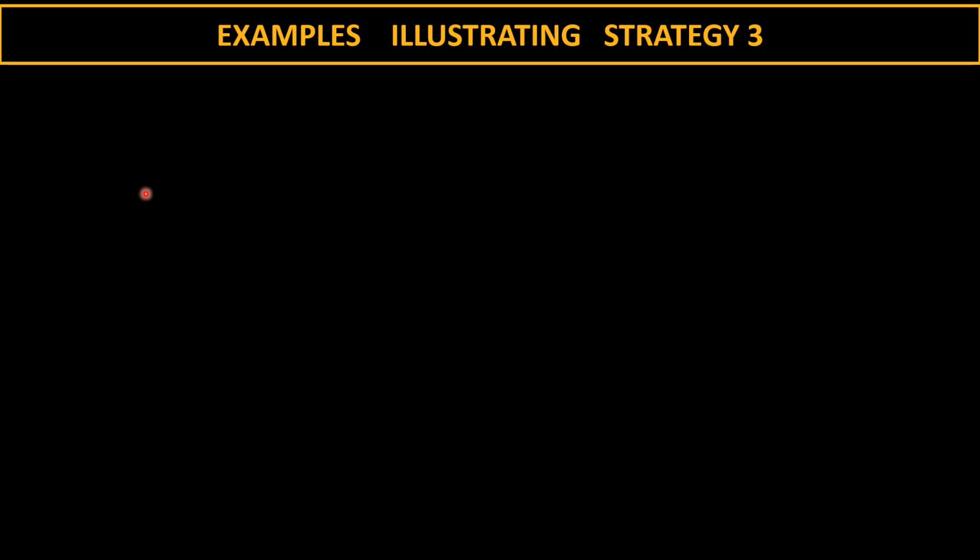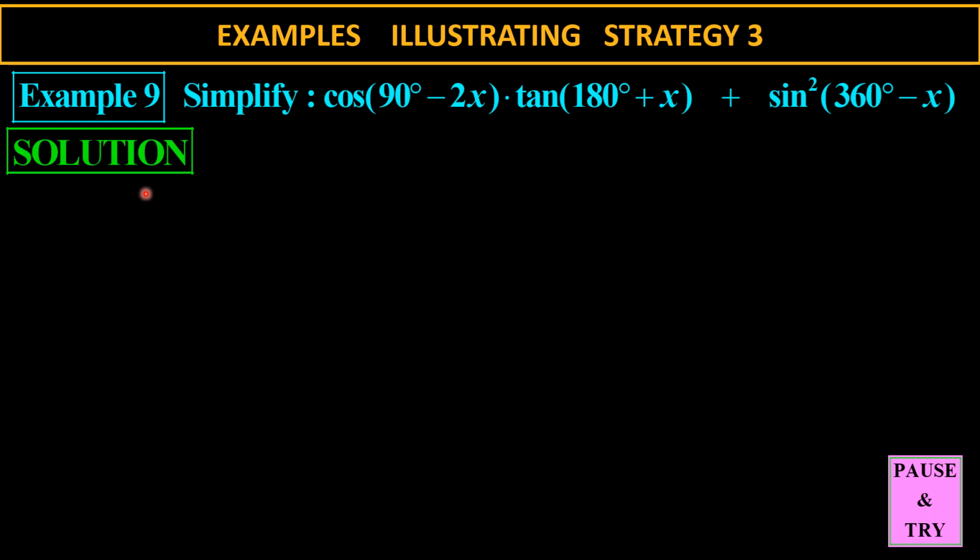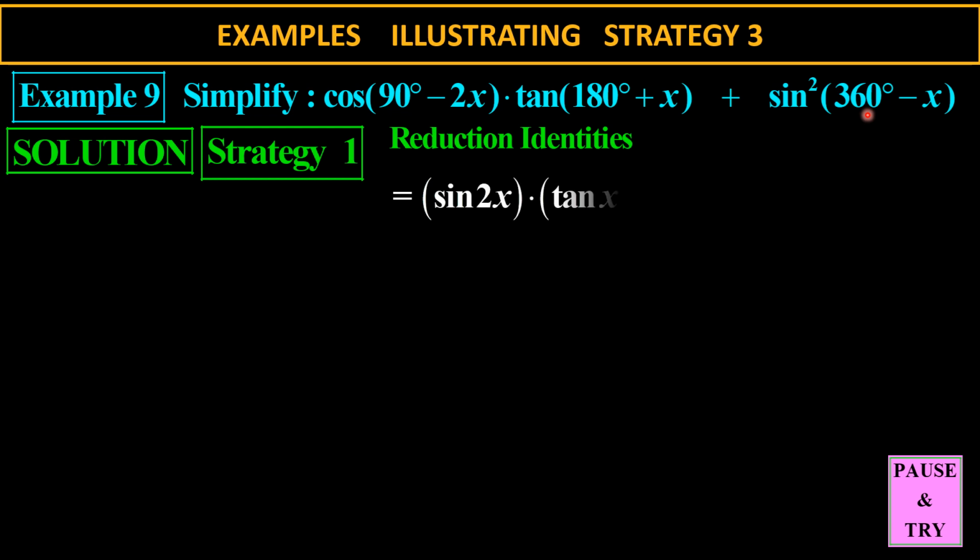Now let us look at another example here. First of all, we always try to see whether we can simplify. In this case, we notice there are no like terms, there are no brackets to be removed, there's nothing to be cancelled, but I see that I have reduction formulas that can be applied. So I'm going to use my first strategy, simplify by using reduction formulas. Cos of 90 becomes sine of 2x. Tan of 180 plus x is tan of x. Sine of 360 minus x is in the fourth quadrant, so it's negative sine of x, squared.